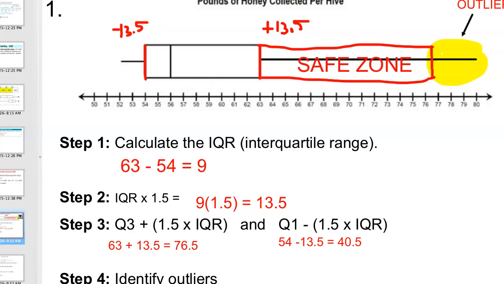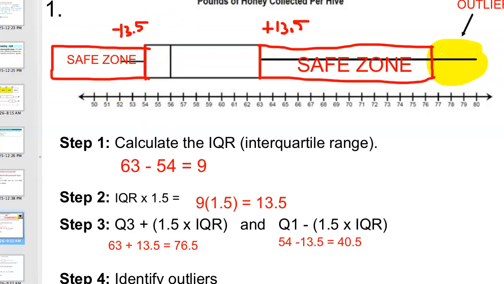Okay, so 40.5 is actually off of my number line. So that means like maybe all the way over here. This is all going to be considered my safe zone. So when I say safe, all of these numbers are safe. They are not an outlier. So this is my safe zone. If I have any numbers past this safe zone, it is an outlier. So there are no low outliers. There's only a high outlier.